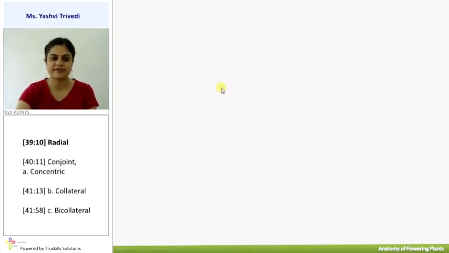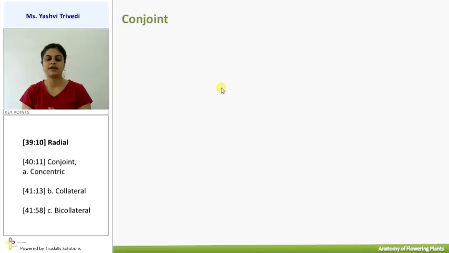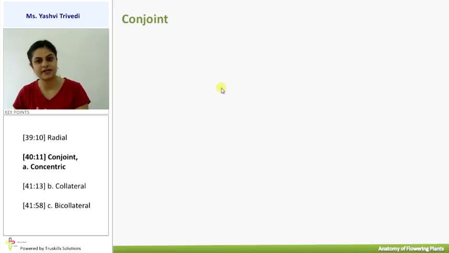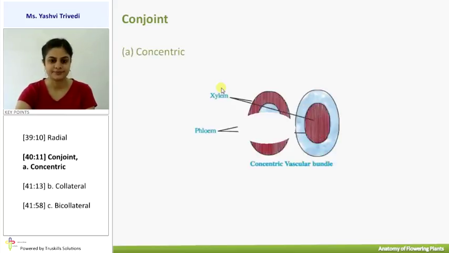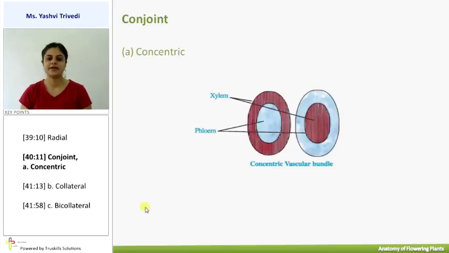The second type of vascular bundle is conjoint. In case of conjoint vascular bundle, both xylem as well as phloem will be there on the same radii. That's the reason it is called conjoint. Now, in the conjoint, there are three types of arrangement of xylem and phloem. Let us see them. The first type is concentric. As you can see, in concentric vascular bundle, one will surround another.